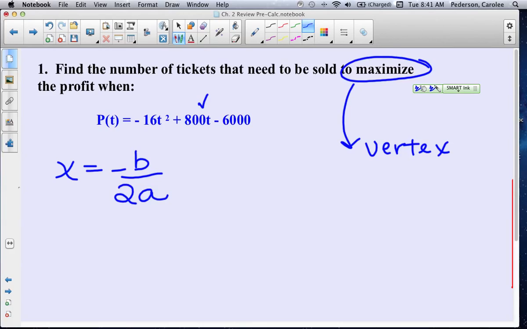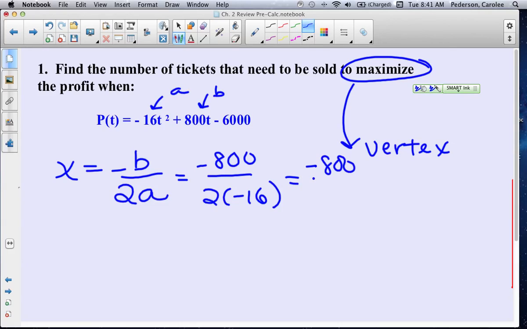So here is our b value. Here is our a value. And we want to find that vertex x value. So opposite of b over 2a. Now we reduce it. Negative 800 divided by negative 32. What does that reduce to? 2.75? Okay. So that is your x value.